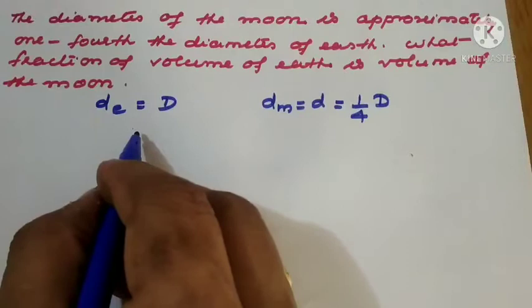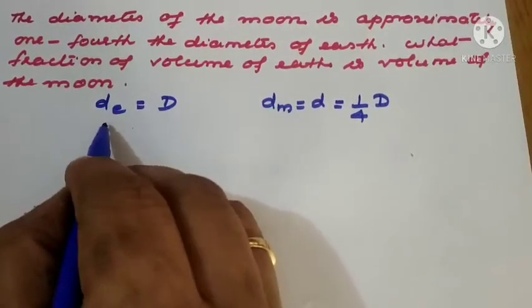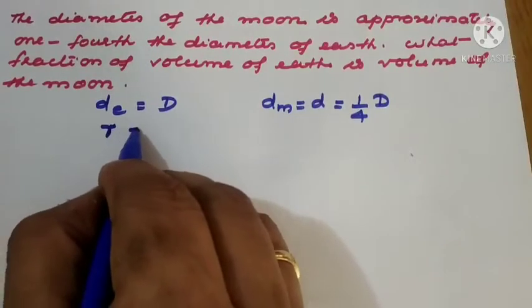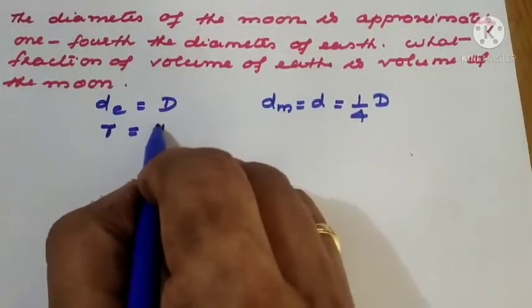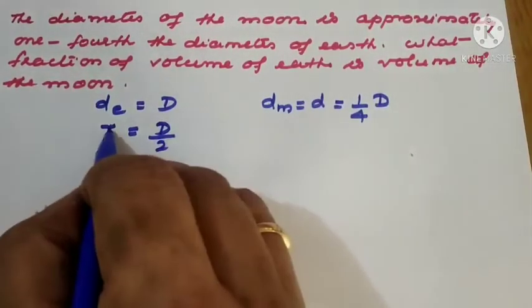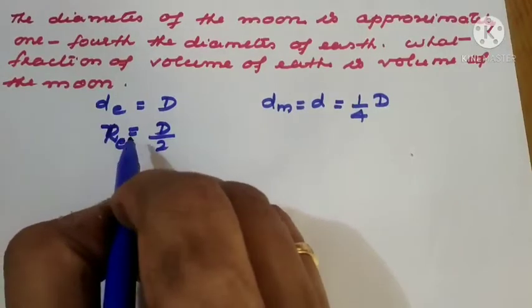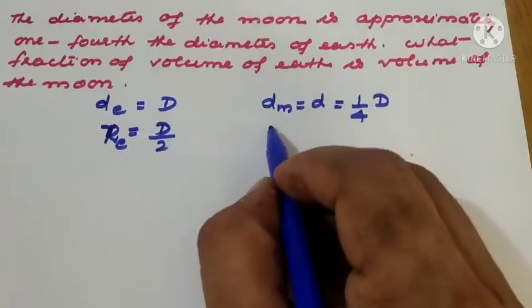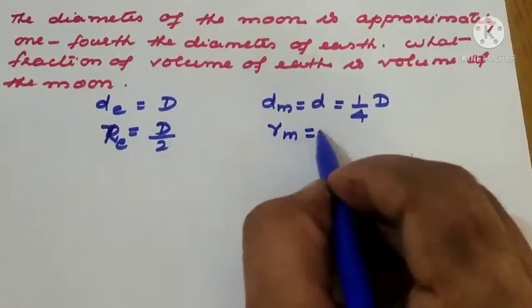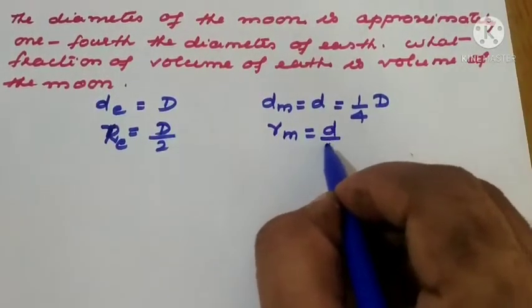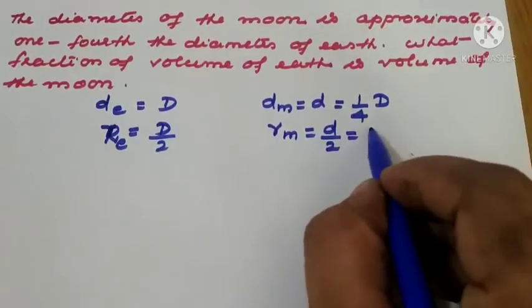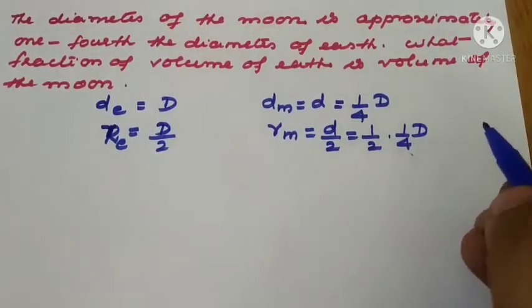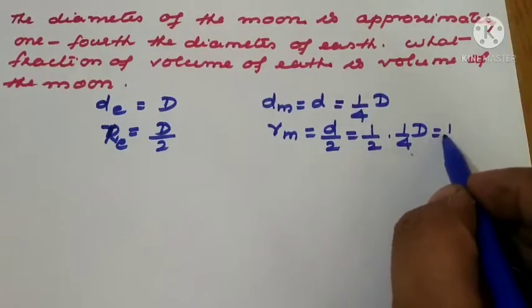So we need the radius only. So radius equals d by 2. We can use capital R for earth. Radius of the earth equals D by 2, whereas radius of the moon equals d by 2, which is equal to half into 1/4 of capital D. So 1 by 8 of the D.